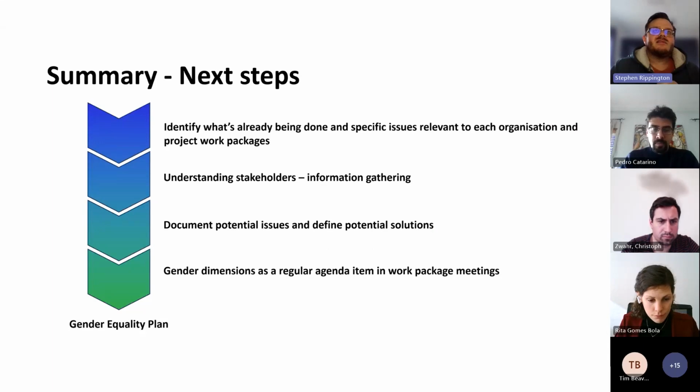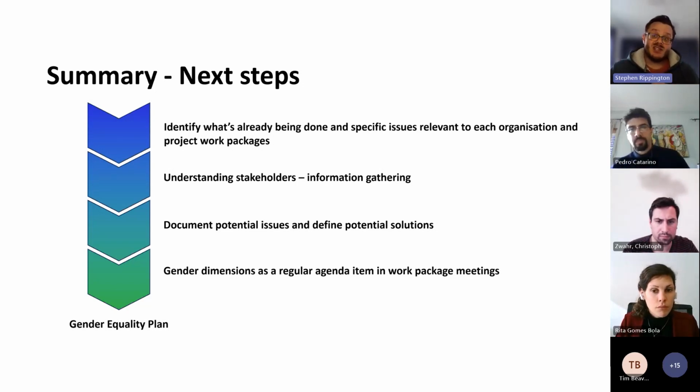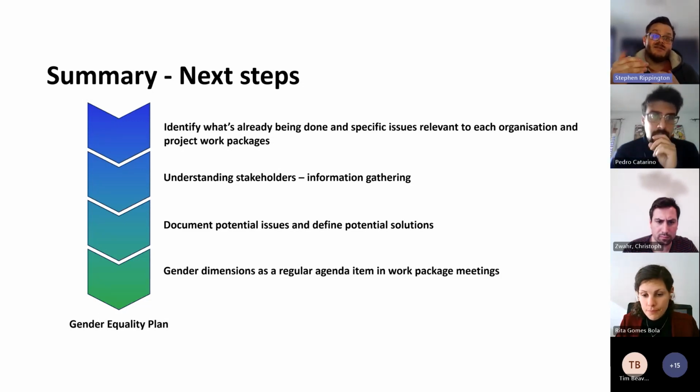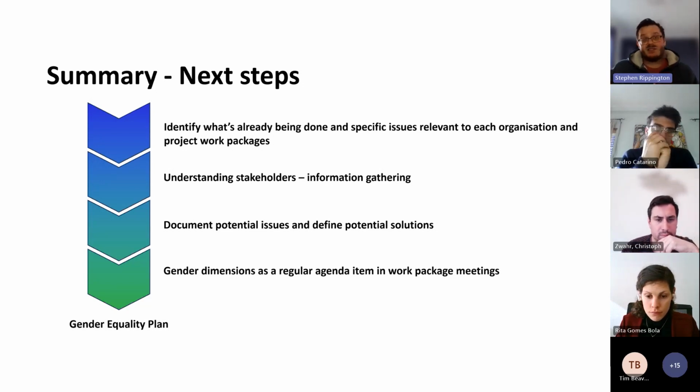Okay, in terms of next steps and what we're trying to achieve, I think what we have to achieve in the Syntecs project ultimately is a gender equality plan, which outlines the problems that we've identified and the solutions potentially that we could implement to address sex and gender equality. So I think in terms of practical next steps, the first and most logical thing to do would be to identify what's already been done and the specific issues that are relevant to each of the partner organisations in the project. And that's something we can start to discuss in a minute, or we can take offline and do afterwards.